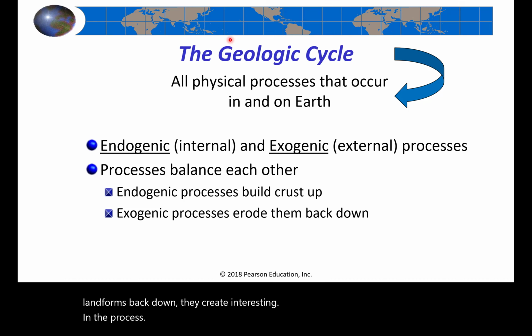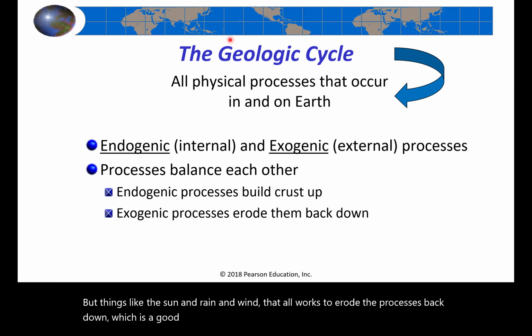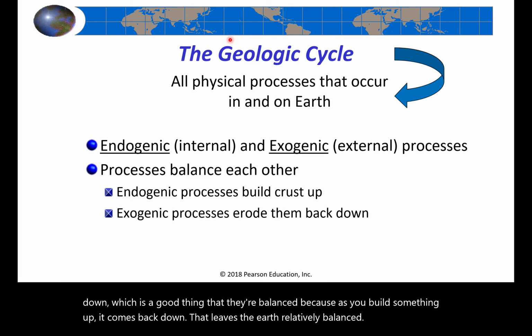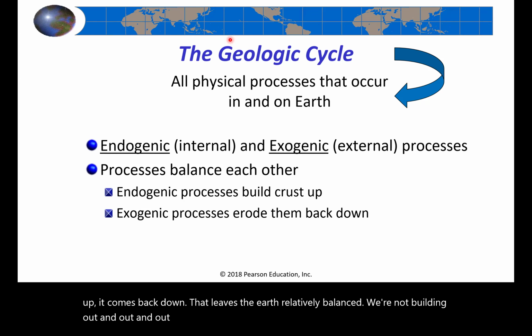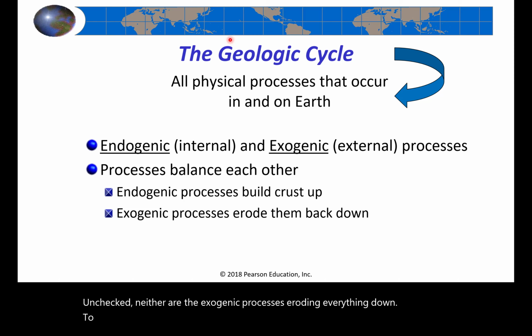Things like the sun and rain and wind all work to erode the landforms back down, which is a good thing that they're balanced, because as you build something up, it comes back down. That leaves the earth relatively balanced. We're not building out and out further and further, unchecked. Neither are the exogenic processes eroding everything down to deeper and deeper levels. They are balanced.